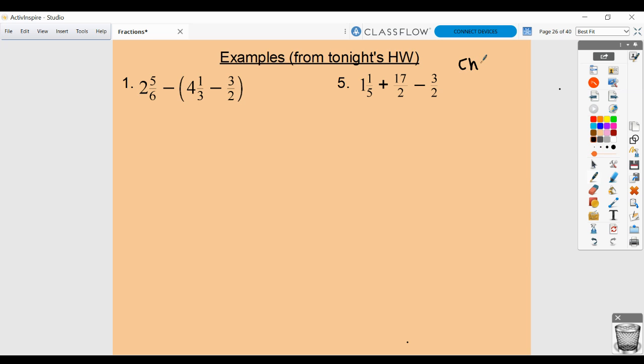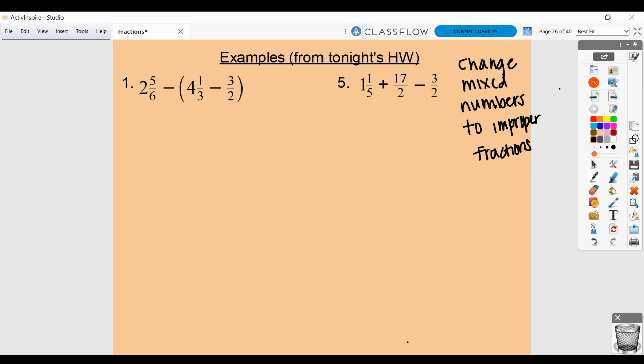So change mixed numbers to improper fractions, and then do the math for it. So if I have 2 and 5/6 minus (4 and 1/3 minus 3/3), you definitely want to work inside of the parentheses first, but we want to change all of these to improper fractions.